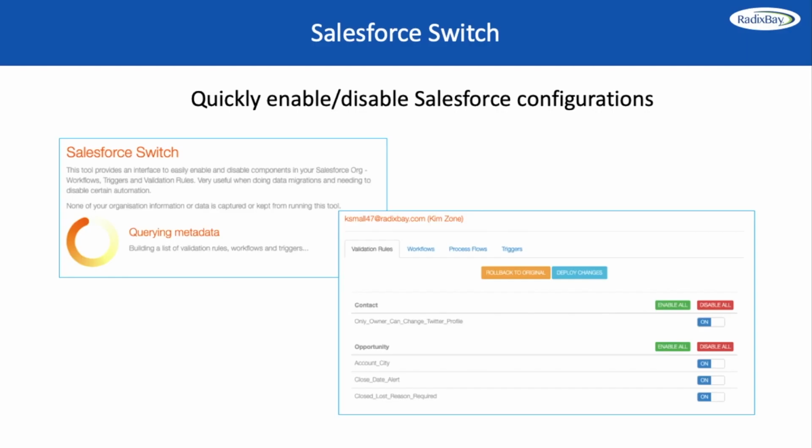The next tool I used was Salesforce Switch. Salesforce Switch can be used to quickly enable and disable Salesforce configurations. You can disable things like workflows, process flows, triggers, and validation rules. It is important to turn off some of these configurations because they can update data and restrict records from being loaded in.